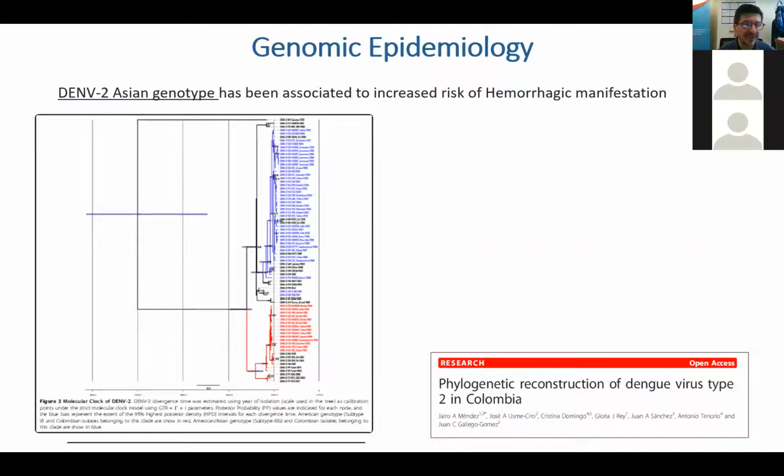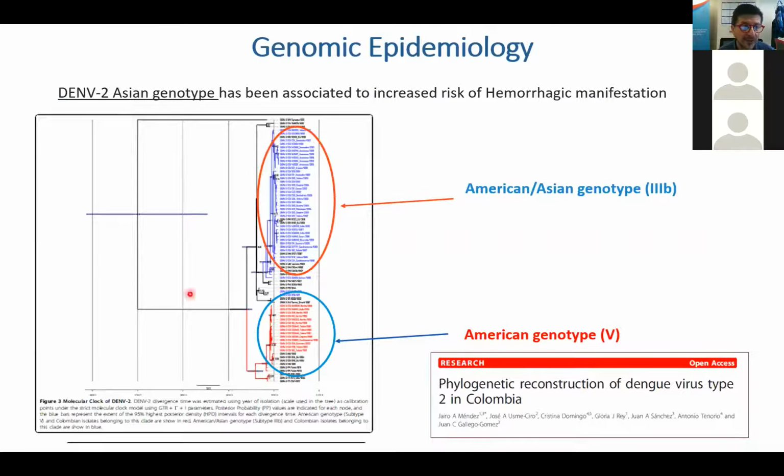Another with a virus that has been studied considerably, which is dengue. Just to talk a little more about the dengue viruses, we see that the Asian genotype of the DENV2 is associated to the more severe hemorrhagic cases of dengue. And this is a study that was done in Colombia, where it shows that the Native American genotype was replaced by the Asian American genotype, which is considered more aggressive.